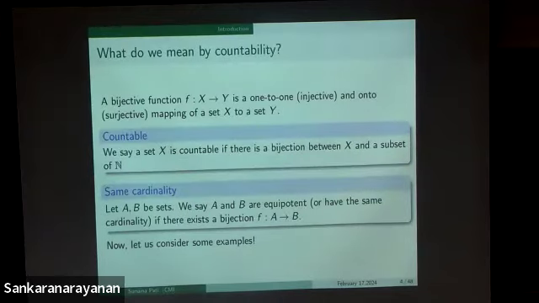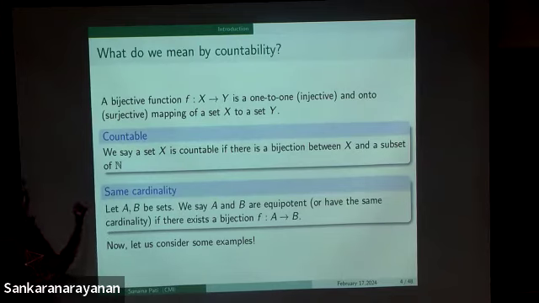Introduction. Do you guys know what countable is? When do we say a set is countable? We say a set X is countable if there's a bijection between the set X and a subset of N. And we say two sets are of the same cardinality, whether infinite or finite, if I can make a bijection from A to B or B to A.